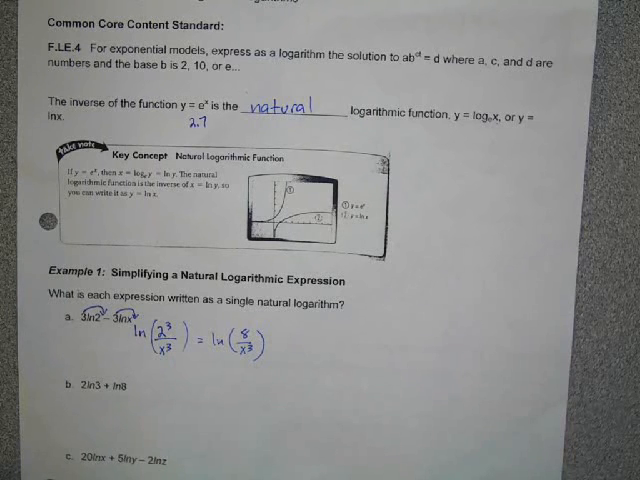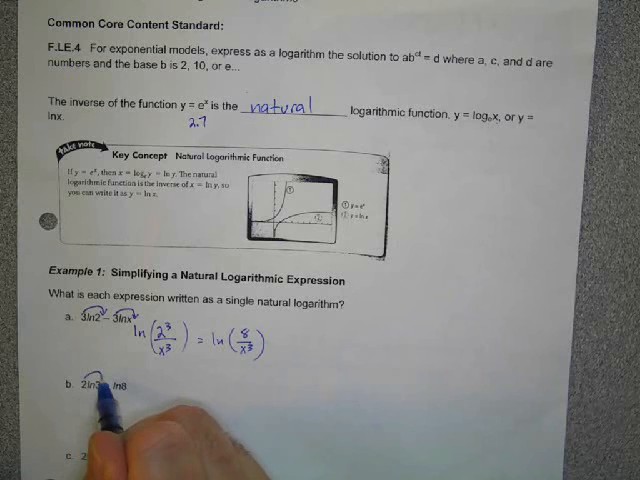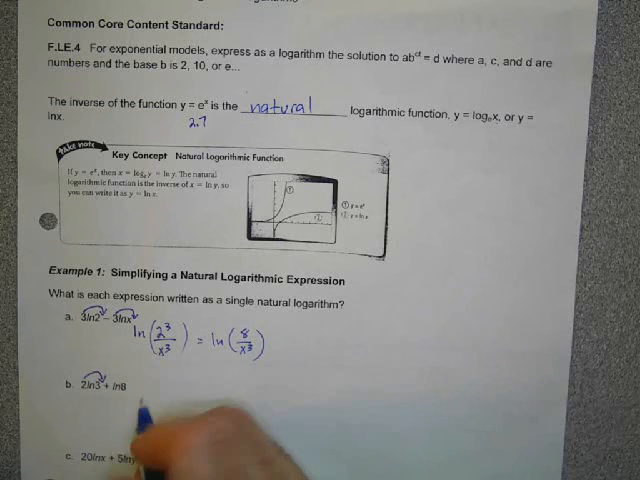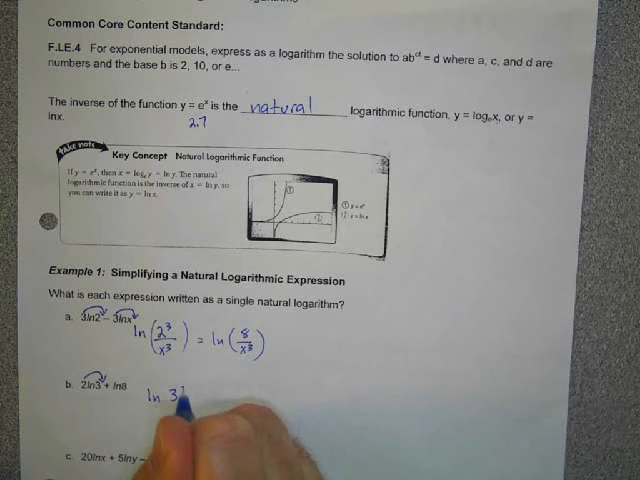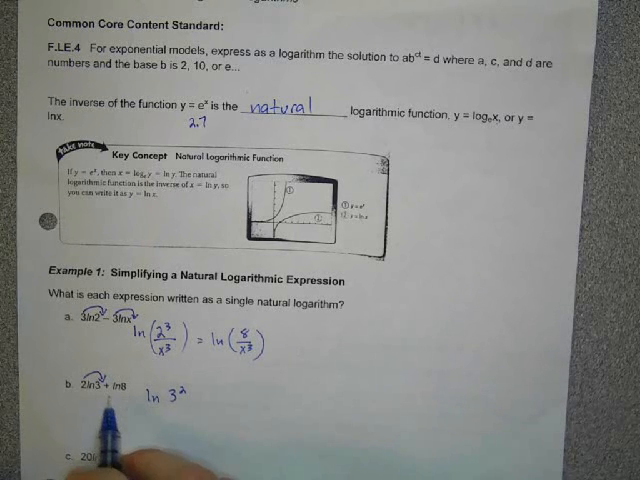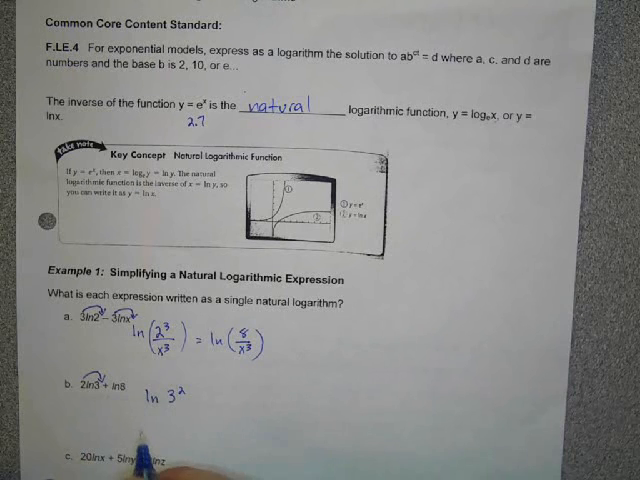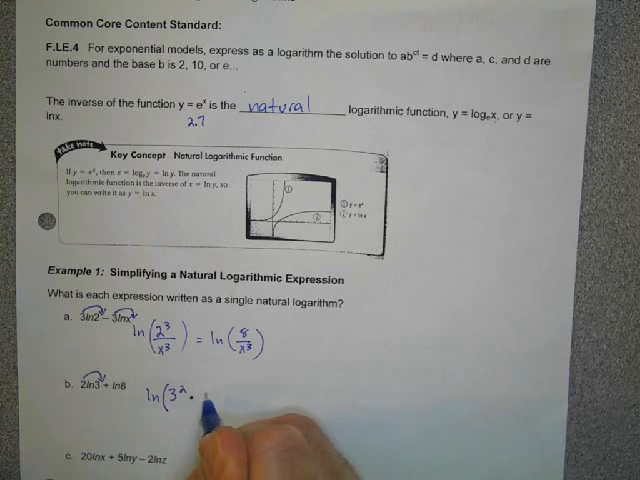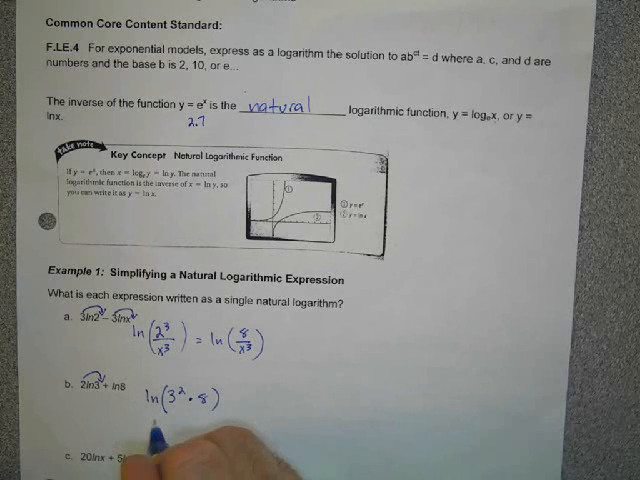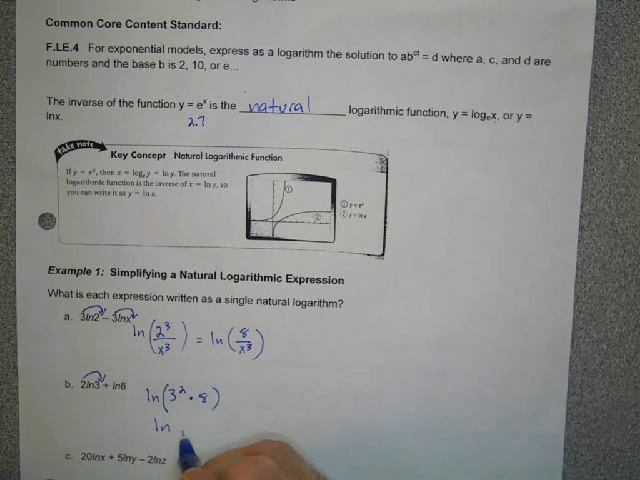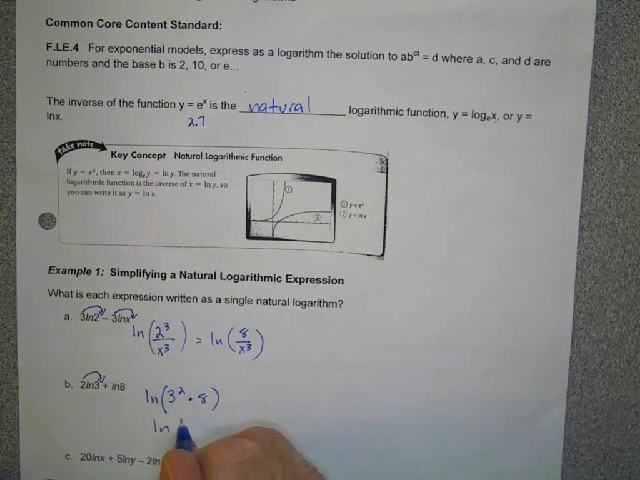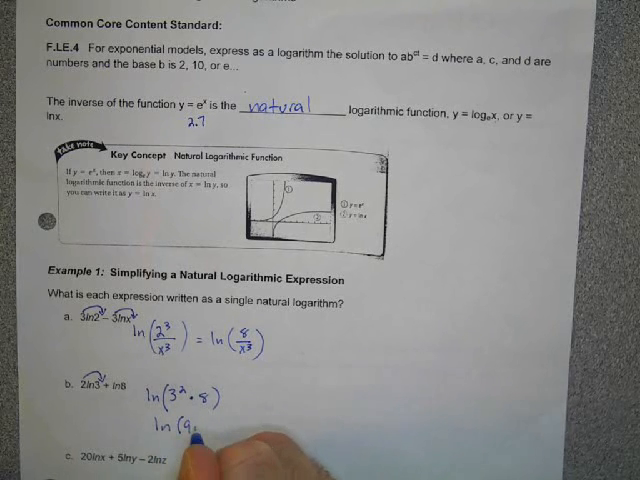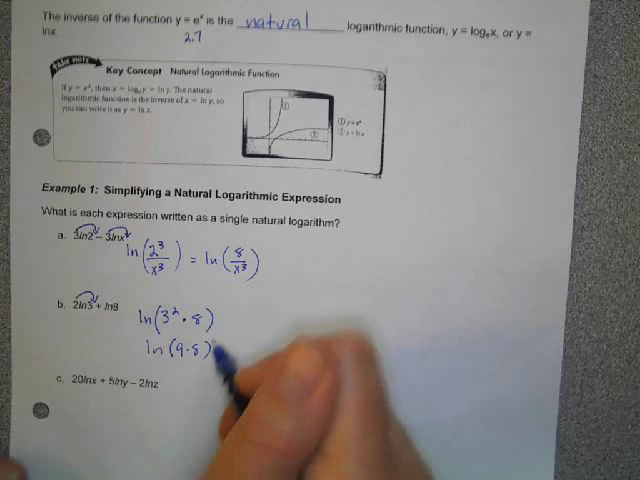For part B, you have another coefficient, so move that to your exponent. That becomes 3 to the second power. Plus gets rewritten as multiplication. So this is going to become the ln of 9 times 8, which is the ln of 72.